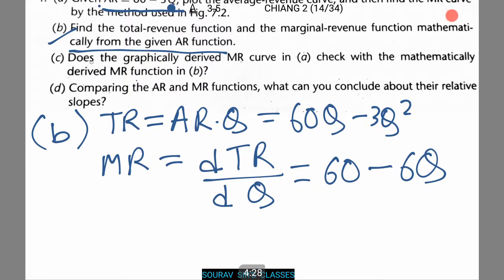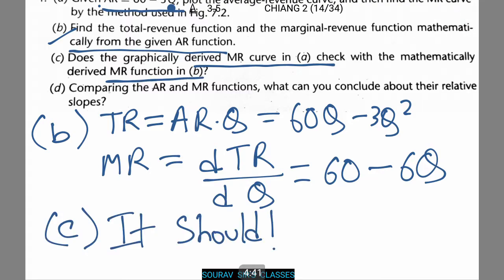Now let's see what the third part says. Does the graphically derived MR curve in A check with the mathematically derived MR curve in B? It should. If you have done the graph correctly from the first one, it should always check with the mathematically derived MR curve.